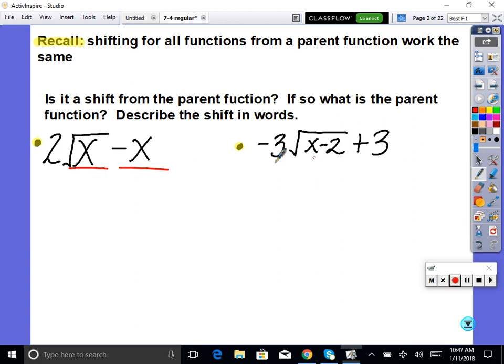Now let's look here. This is a shift from the parent function. What's the parent function? Square root of x. Now in words, as I underline, I want you to describe the shift. Right 2, up 3, stretch of 3, reflection over the x-axis. Very good. Okay, moving on.